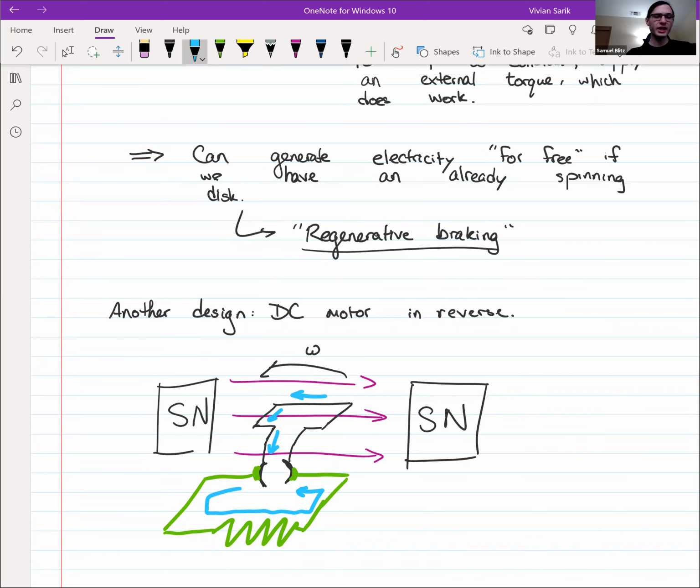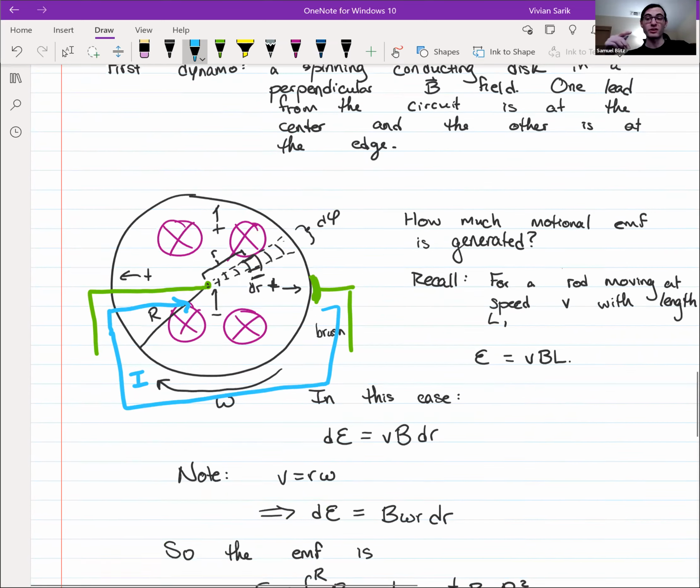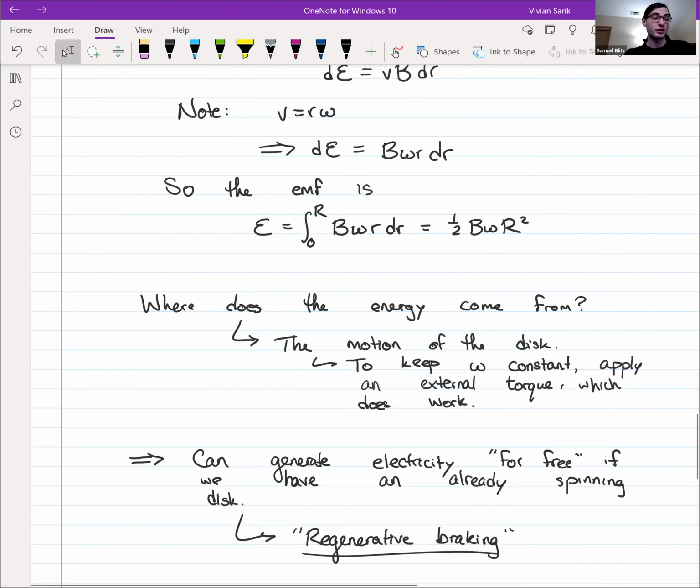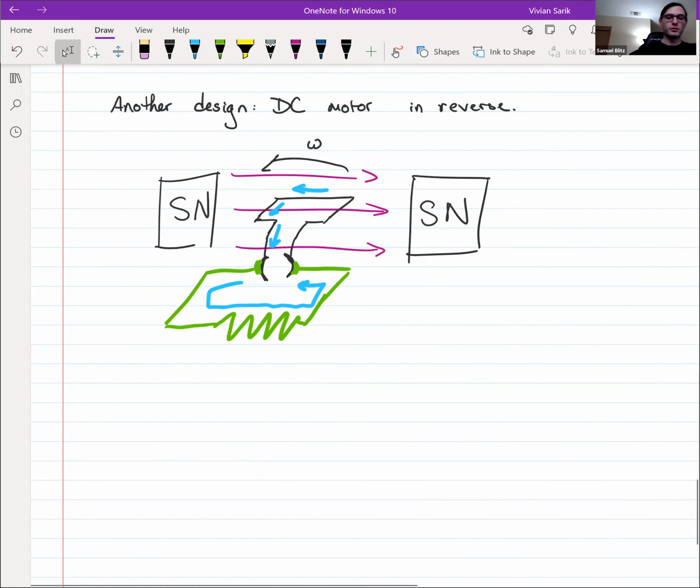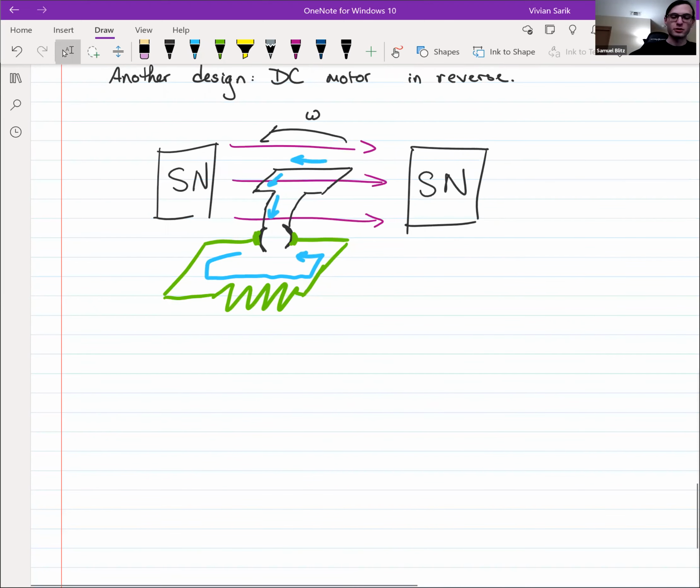Anyway, so unlike the above case where the EMF is constant as long as the speed is constant, in this case, it's not. So let's ask the question: if omega is constant, what is the induced EMF?